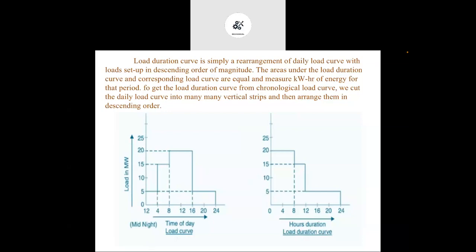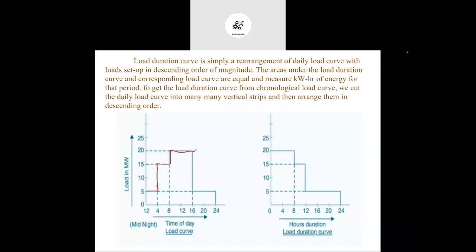You can see on the left hand side, this is called the load curve. On the right hand side, this is called the load duration curve. On the left hand side, we just plot the actual demand of the customer with respect to time. So during the first 4 hours in the night, we require minimum demand. Then from 4 to 8, the demand increases, up to 15 megawatts.